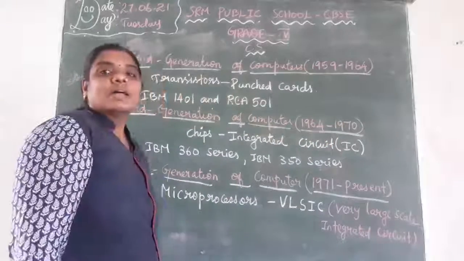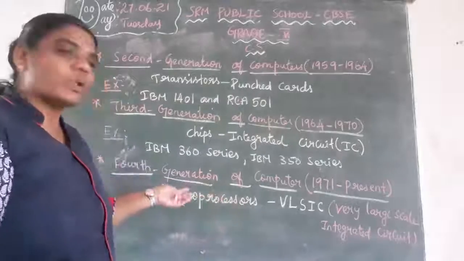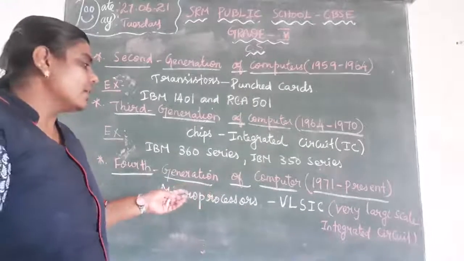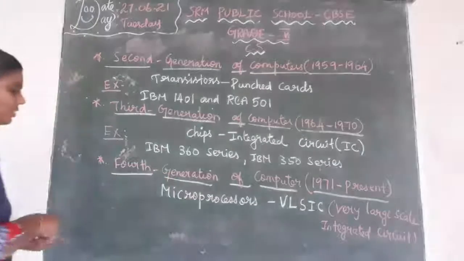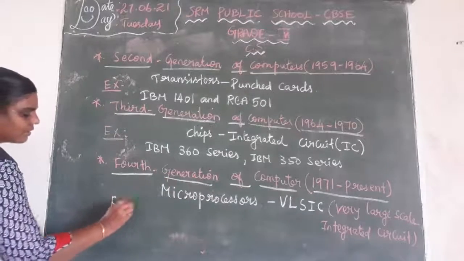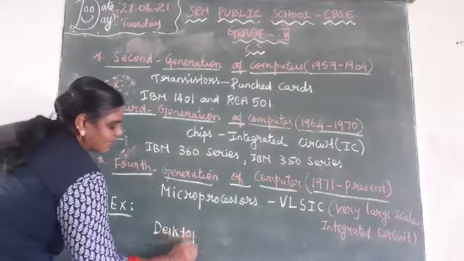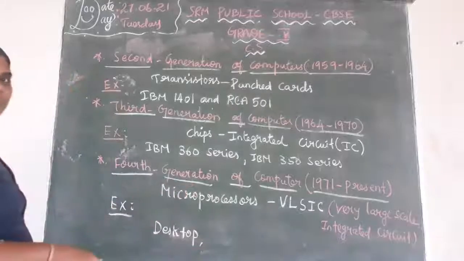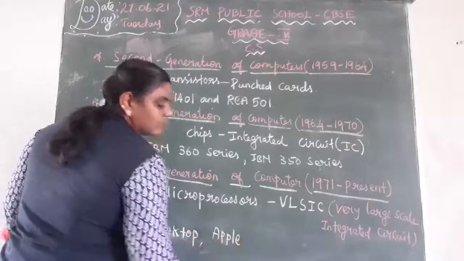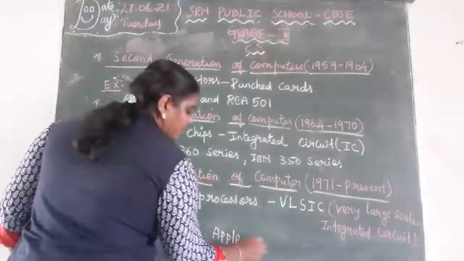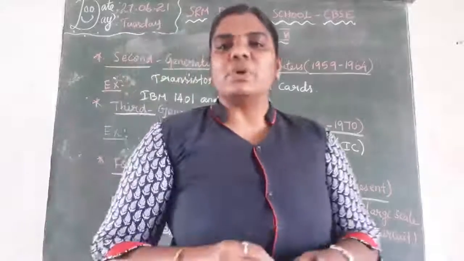In modern computers, we are using the fourth generation only. So what are the examples for fourth generation computers? We are using desktop computers, right? That is one example of fourth generation computers. And Apple. So these are the examples for fourth generation of computers.